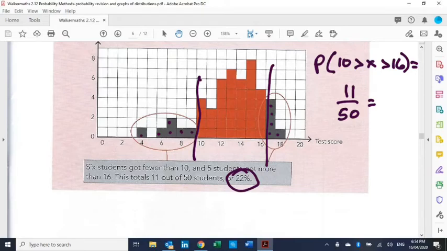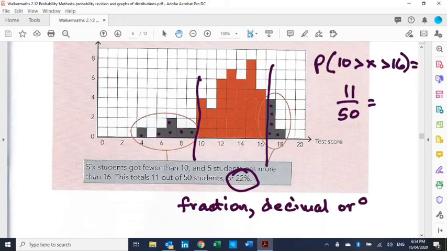You can write probabilities either as a fraction, a decimal, or a percent. And they're usually pretty specific about how they want you to write them. Okay? All right.